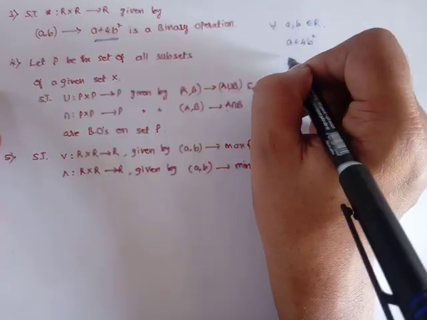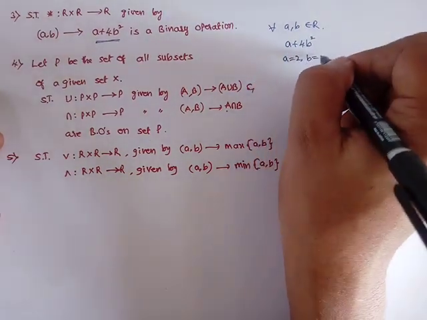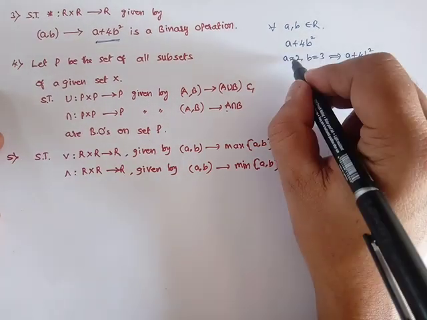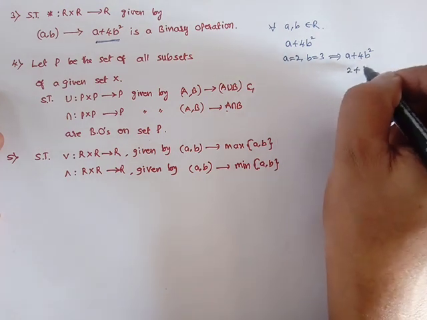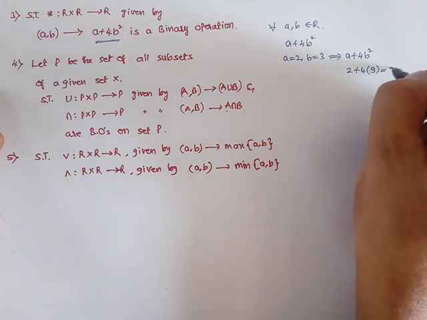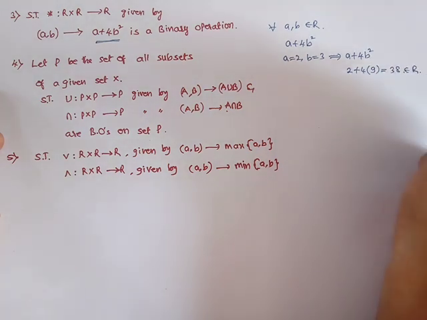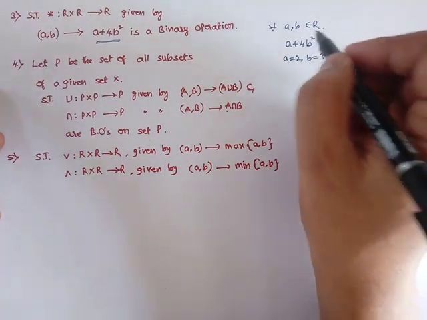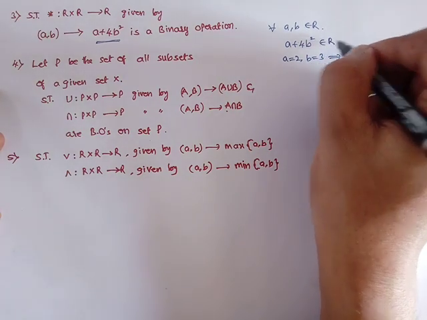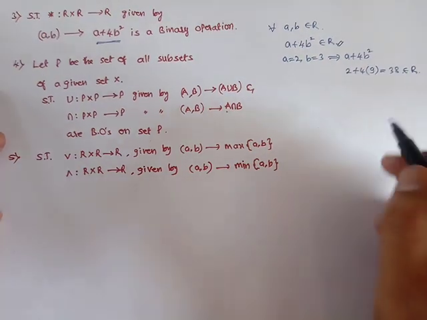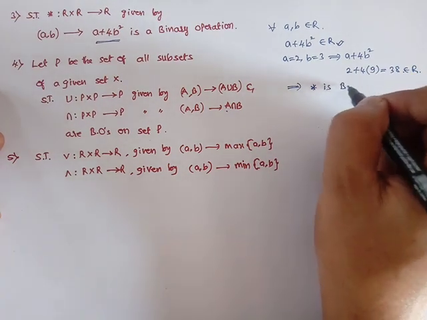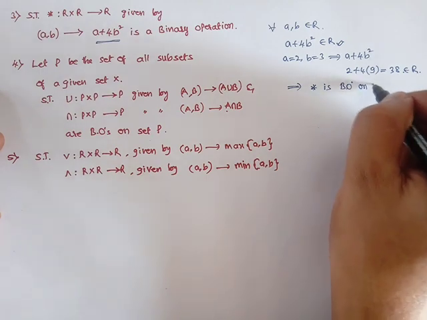Like a is equal to 2 and b is equal to 3. Any elements you take, a plus 4b square: a equals 2, plus 4 into b square, which is 9, 9 into 4 is 36, 36 plus 2 is 38. So 38 belongs to real numbers. Any elements you take from the real number system, a plus 4b square will belong to the real number system only. So this implies star is a binary operation on R.